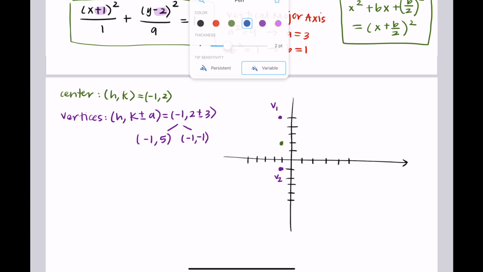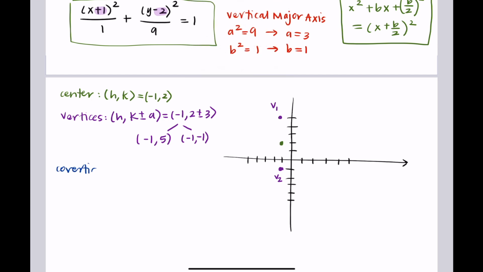Then we can find our co-vertices by looking at this b value. So we move to the left and right b from the center, which means that affects our x coordinates. So we would have h plus or minus b comma k. So that would be negative 1 plus or minus 1 comma k. So we would have 0, 2, and negative 2 comma 2 as our co-vertices. And then for our foci, we need our c value.